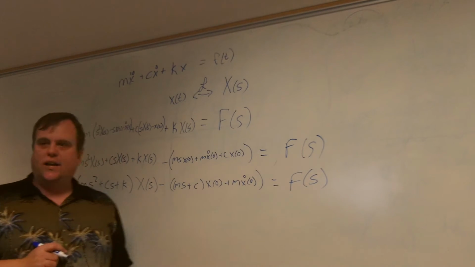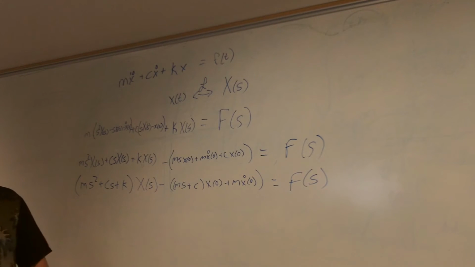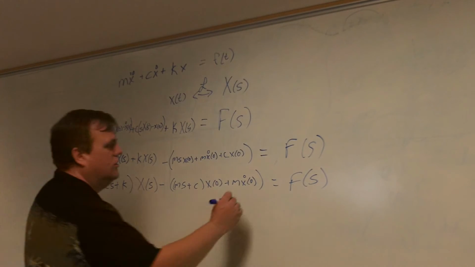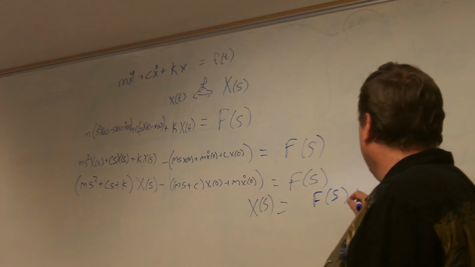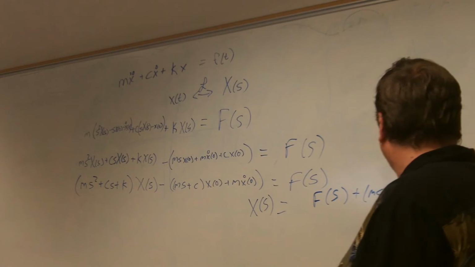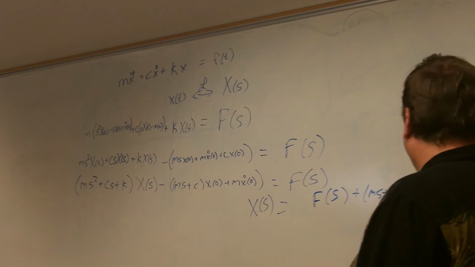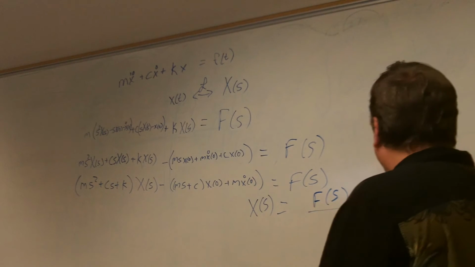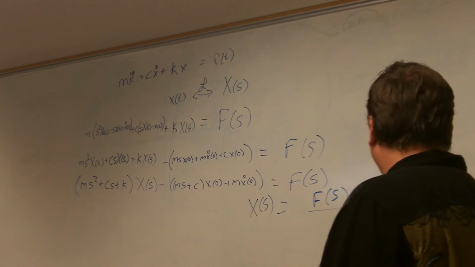Take this to the other side. I want to know what X of s is, and then we'll divide by this. Is it okay if I do both in one fell swoop? Yes. So I have F of s plus m s plus c, times x of 0, plus m x dot at 0, all divided by m s squared plus c s plus k.